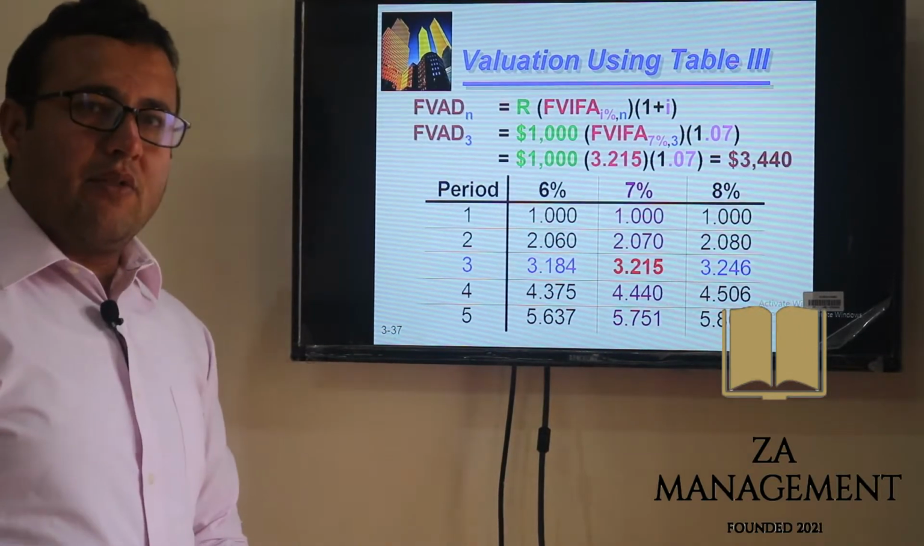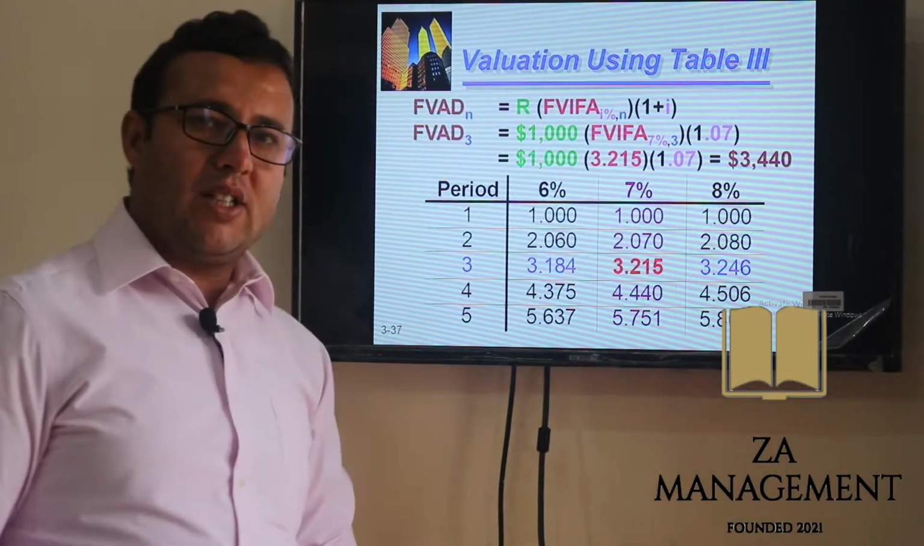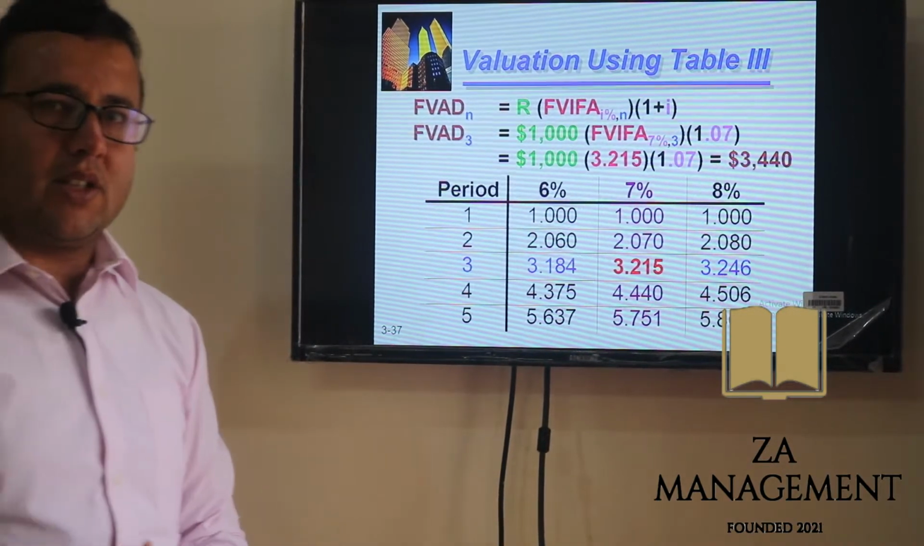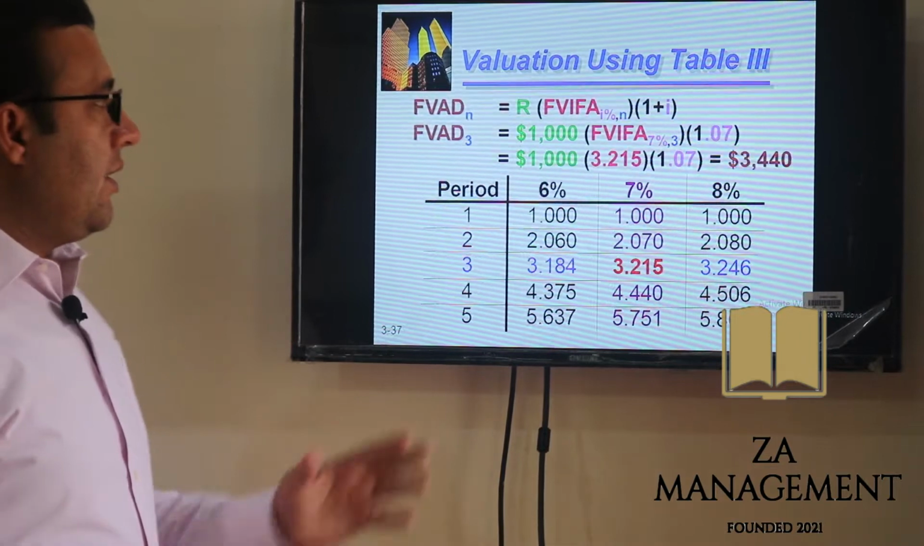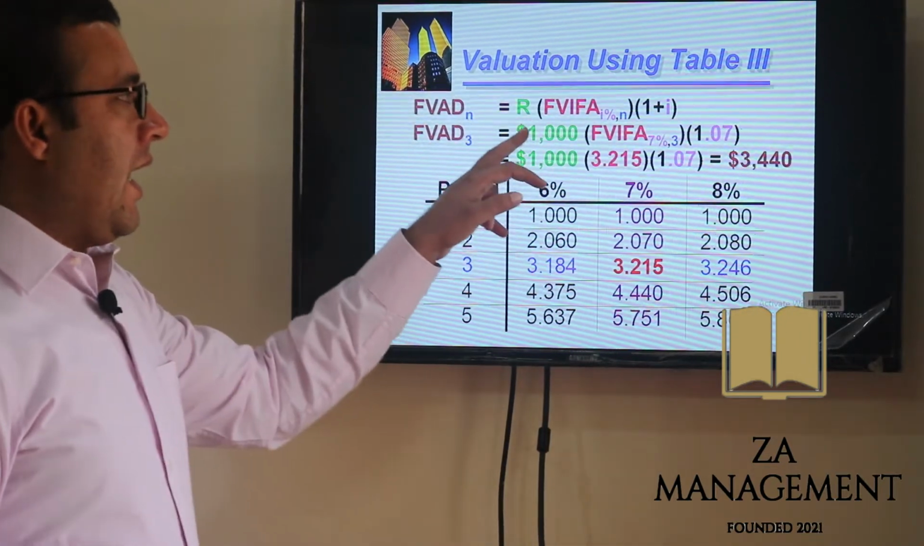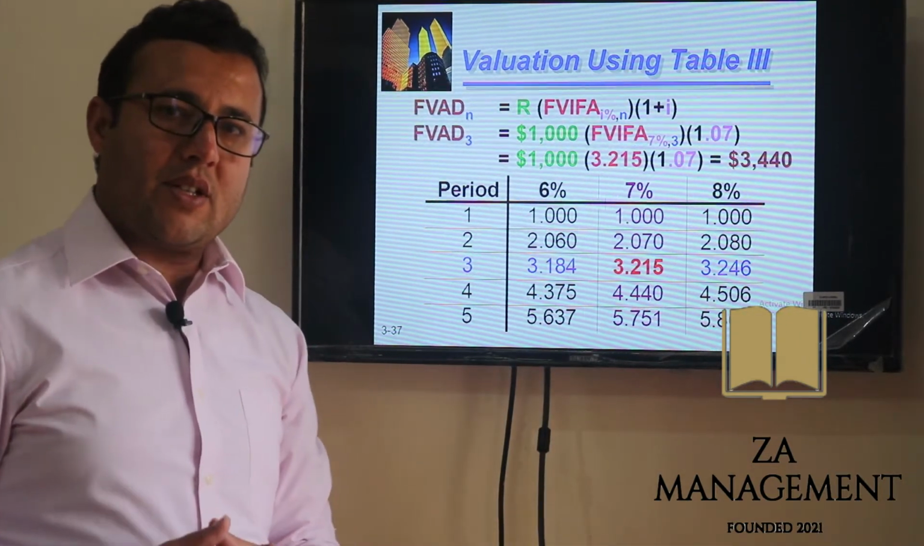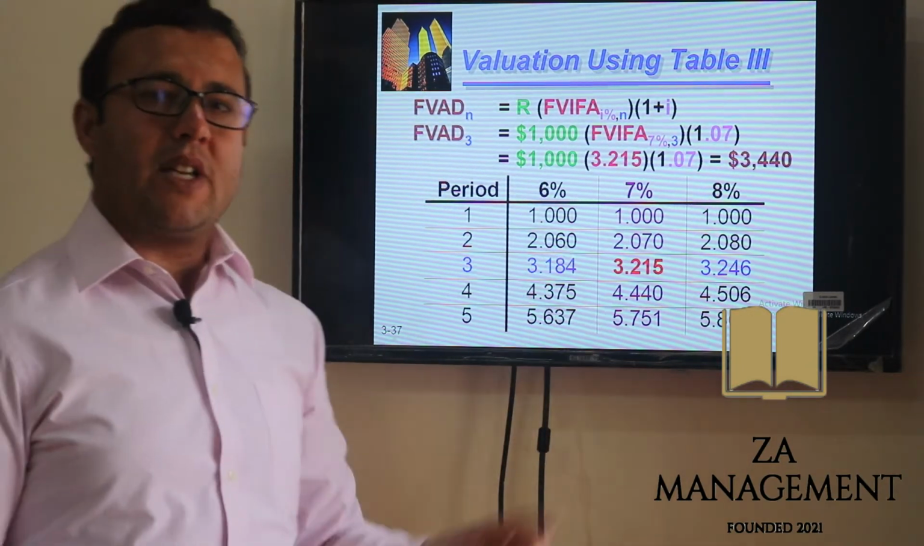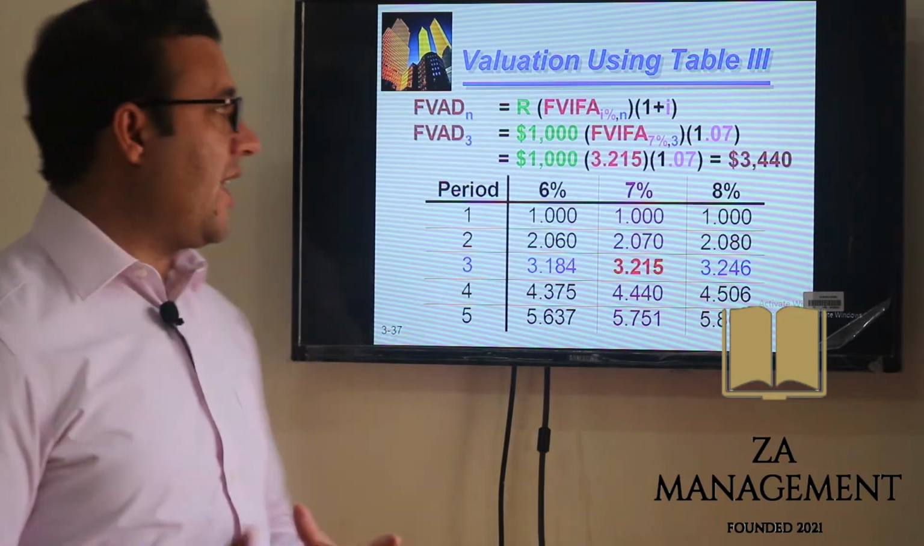It can also be achieved with the help of the table. If you want to calculate the future value of an annuity due with the help of the factors table, you can use this formula: R into the future value interest factor of the annuity into (1 plus i). This 1 plus i is the annuity due factor.